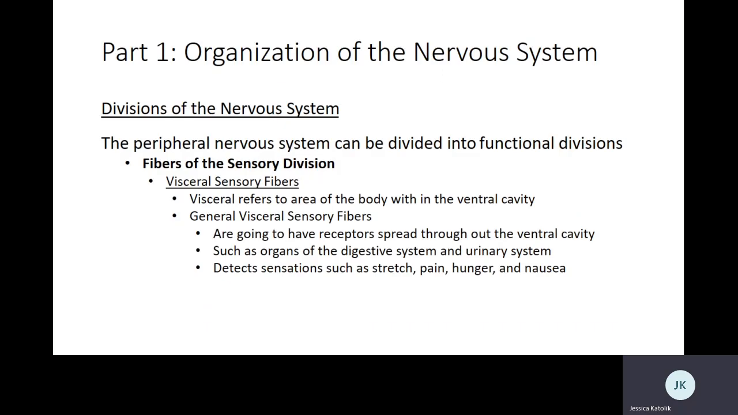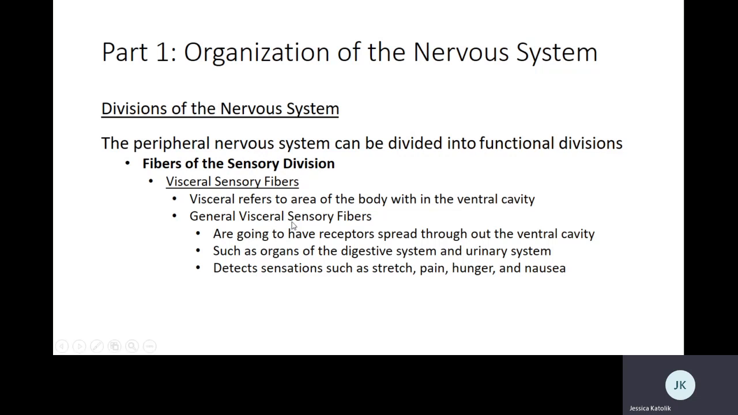Now let's switch over to visceral sensory fibers. Visceral sensory fibers are fibers that innervate the visceral cavity. So it's going to go to areas that include the digestive tract, the urinary tract, the heart, anything inside the ventral cavity. Again, we can divide these fibers into general versus special.